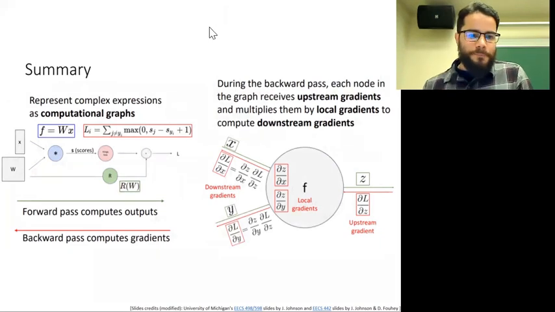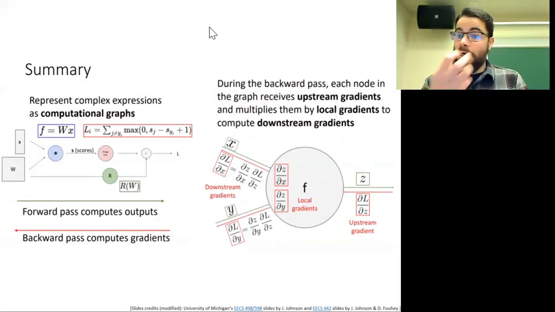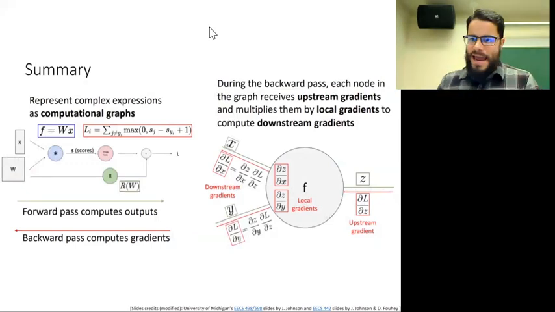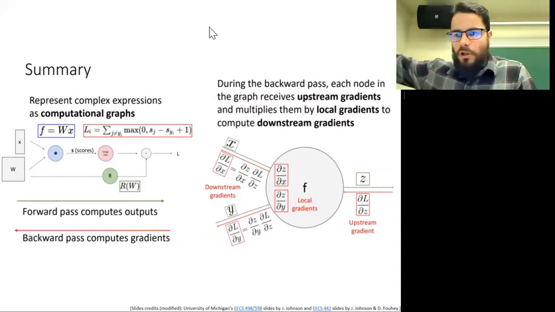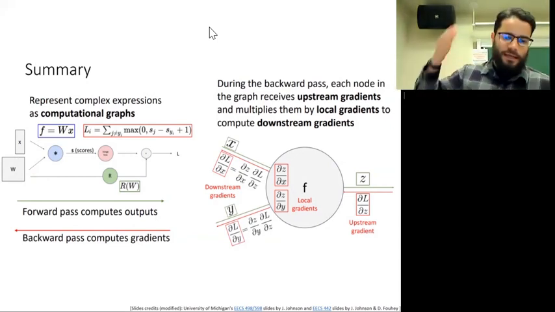So as a quick summary, we are first going to represent our model using computational graphs. These computational graphs are going to have a bunch of nodes. Each node is going to represent a particular operation. It can be a multiplication, a sum, a max, etc. In the forward pass, we are going to compute the outputs of our system. Based on the outputs, we can compute the loss, and then we start backpropagating this loss.